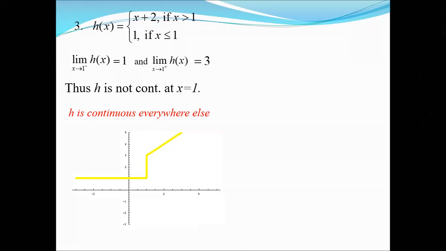Okay. Graphical representation, actually for x less than or equal to 1, the value of the function is 1. So we get a straight line which is parallel to the x-axis at y equal to 1. And for x greater than 1, the value of the function is x plus 2. So at 1, the one-sided limit is 1 and the other side limit is 3. So the left hand limit is 1, the right hand limit is 3.